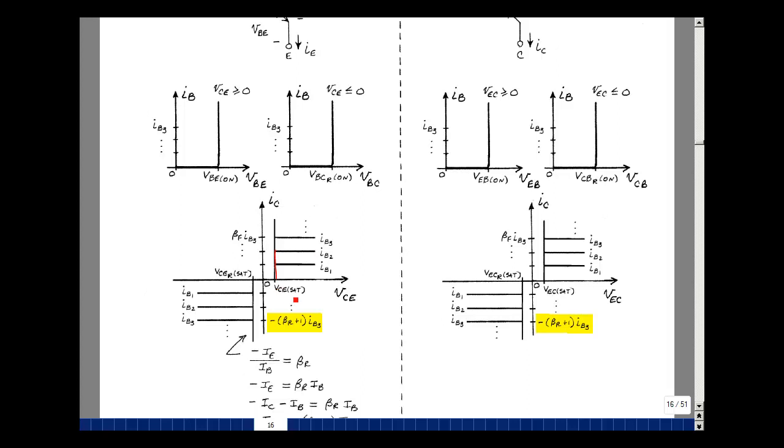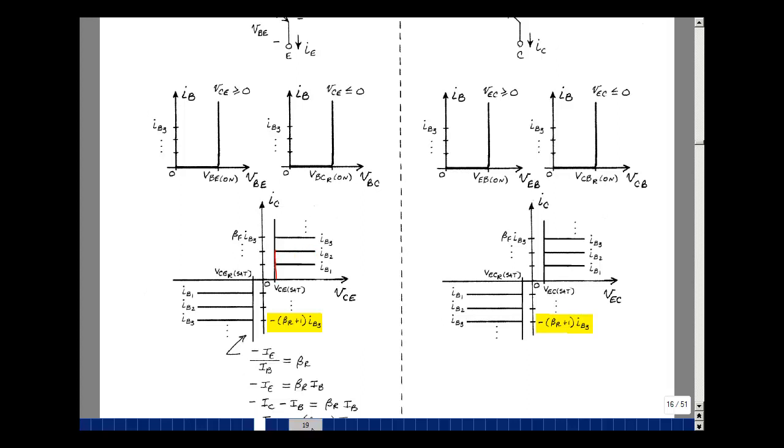The collector emitter voltage is equal to V_CE sat, the collector current is greater than or equal to 0, and the ratio of I sub C to I sub B is actually less than or equal to beta F. In other words, when you're on this line here, I sub C is equal to beta F I_B. But when you're over here, it's a little bit smaller.